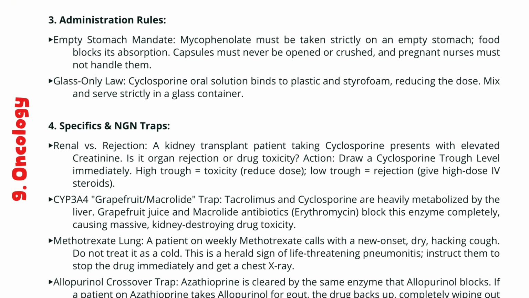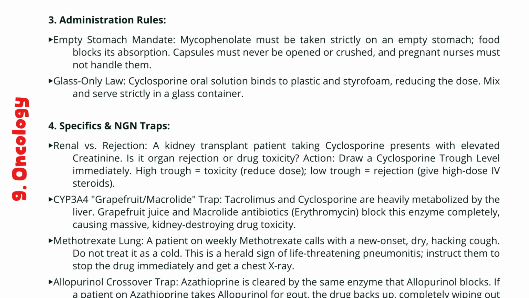Administration has 2 odd but testable rules. Mycophenolate must be taken strictly on an empty stomach, food blocks absorption, and the capsules can never be opened or crushed. Pregnant nurses shouldn't even handle them. Cyclosporine oral solution binds to plastic and styrofoam, so it has to be mixed and served in a glass container only. The trap that trips up transplant patients constantly.